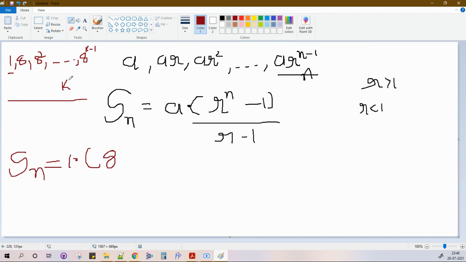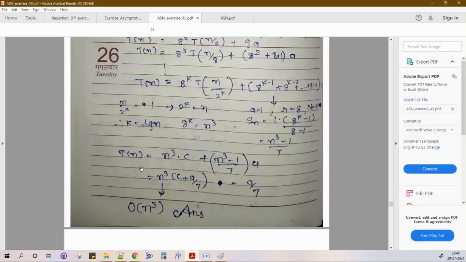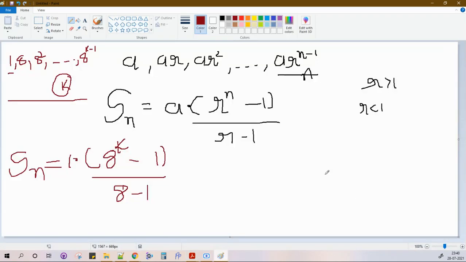Raised to n. How many terms do I have? k terms I am having, right? So (8 to the power k minus 1) divided by (8 minus 1). Now we solved that n by 2 to the k is equal to 1, and 2 to the k is equal to n. So 8 to the power k is n cube, right? Simple. 2 to the power k is n.